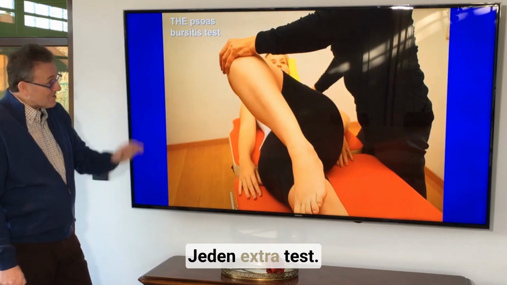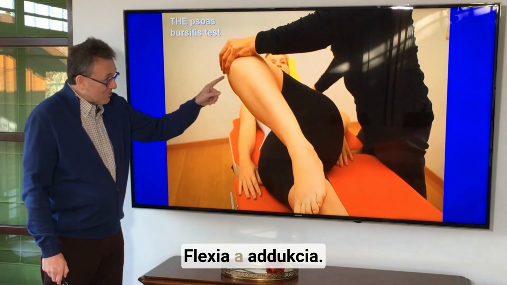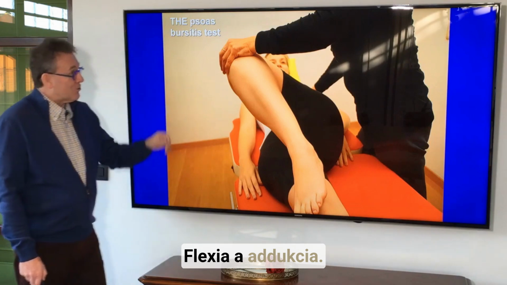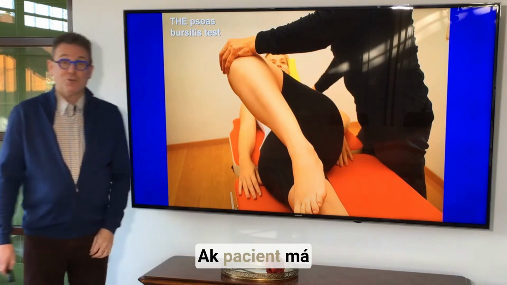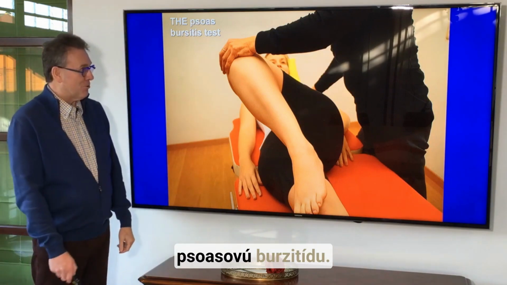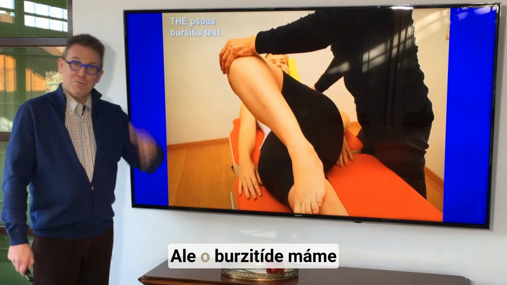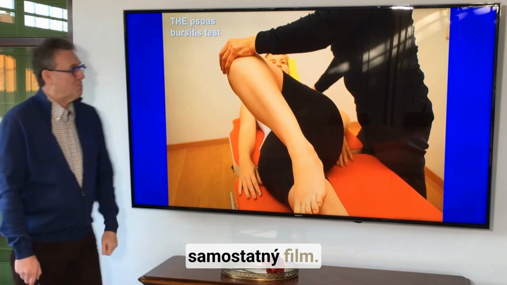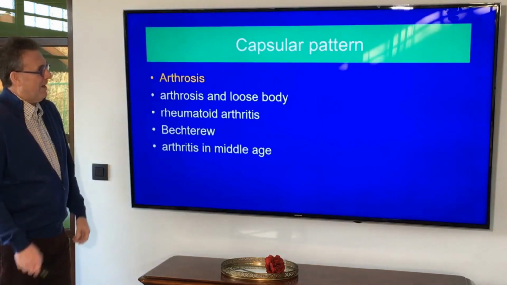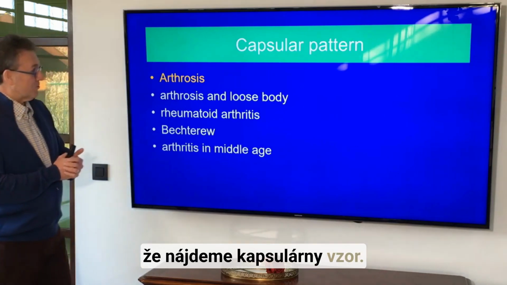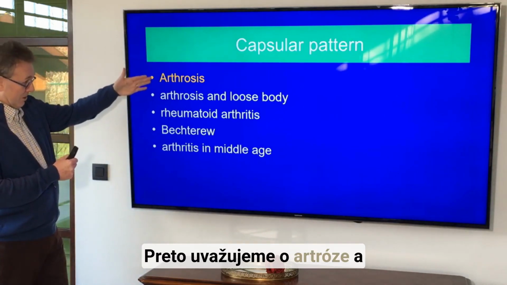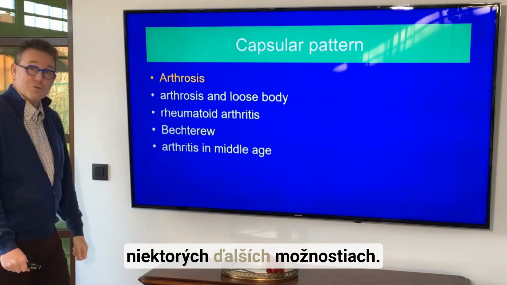One extra test, flexion and adduction. This is the major positive test if the patient has a psoas bursitis. But about bursitis we have a separate film. Okay, let's imagine there is a capsular pattern, so we think of arthrosis and some other options.